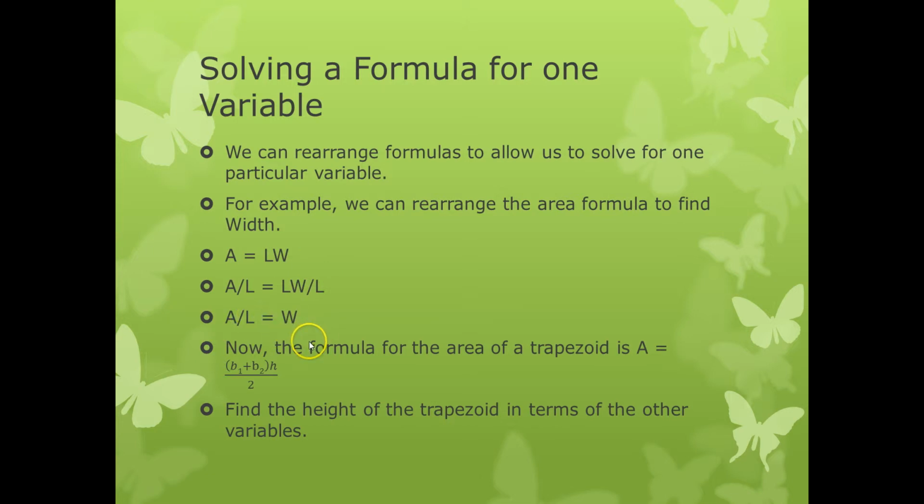So the formula for the area of a trapezoid is A equals (B1 plus B2) times H over 2. And they want us to find the height of the trapezoid in terms of the other variables. Alright, so we want to isolate height. So the first thing we can do is multiply both sides by 2. So A times 2 is equal to (B1 plus B2) times H.